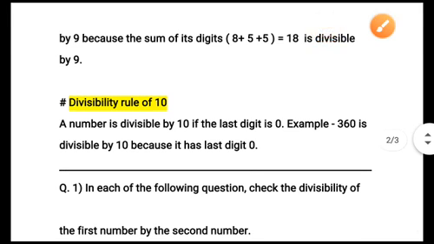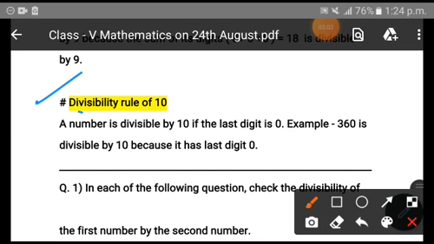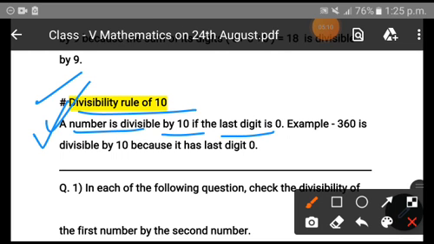Next we are going to learn the divisibility rule of 10. So the condition is the number is divisible by 10 if the last digit is 0. For example, 360. Here the last digit, that is the units digit, is 0. That is why it is divisible by 10.